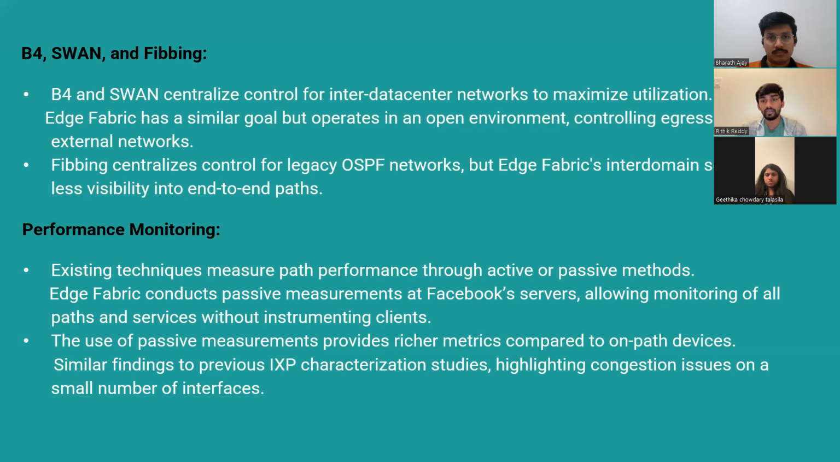Fibbing is centralized control for legacy OSPF networks, but Edge Fabric's interdomain setting has less visibility into end-to-end paths and performance monitoring. Existing techniques measure path performance through active or passive methods. Edge Fabric conducts passive measurements at Facebook servers, allowing monitoring of all paths and services without instrumenting clients. The use of passive measurements provides richer metrics compared to on-path devices. Similar to findings in previous ISP characterization studies, it highlights congestion issues on a small number of interfaces. Next slide.